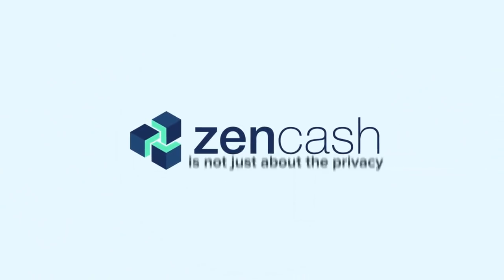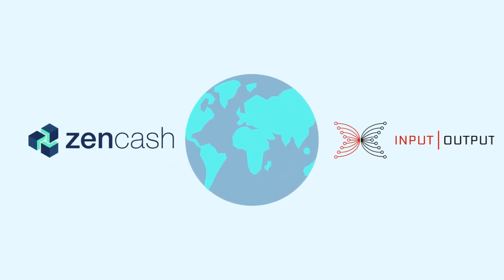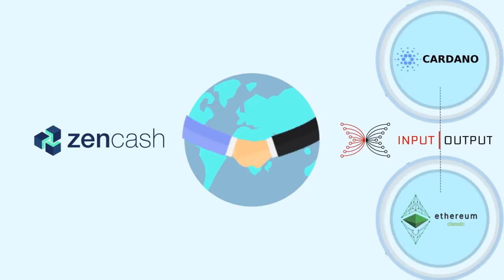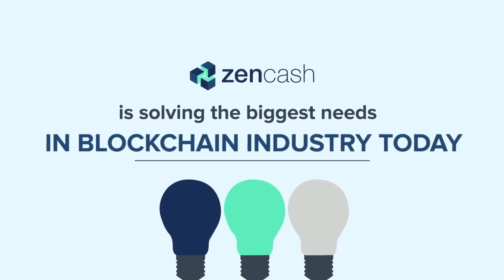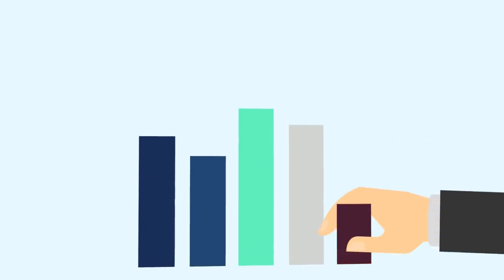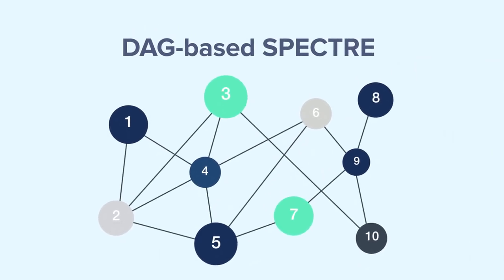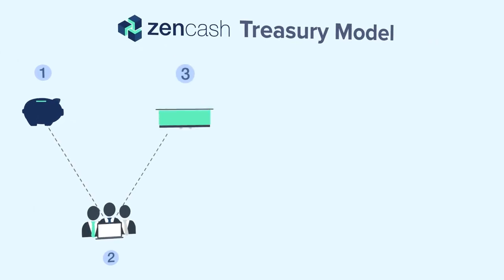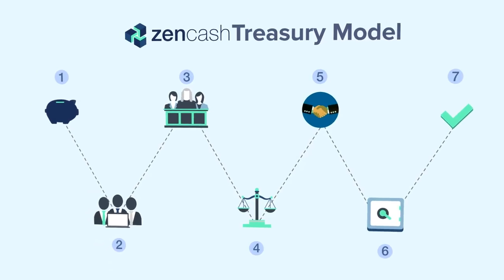But ZenCash is not just about the privacy. With its recent and first-of-its-kind R&D partnership with IOHK, the world's leading blockchain research firm, ZenCash is solving the biggest needs in the blockchain industry today, such as exponentially increasing scalability via applying directed acyclic graph or DAG-based Spectre solution and implementing protocol-level treasury and voting system to create the first digital model of true democracy.